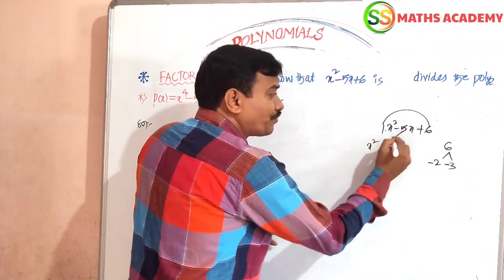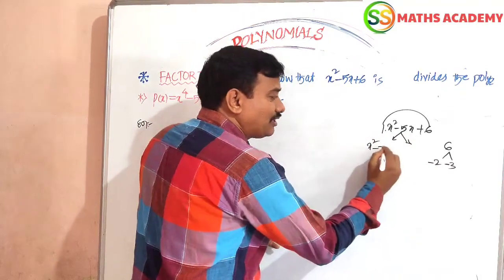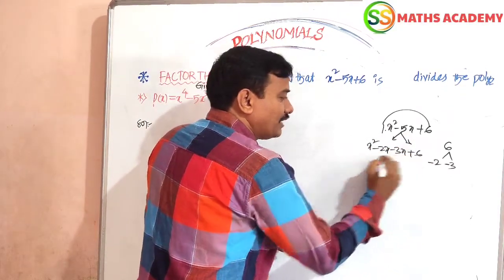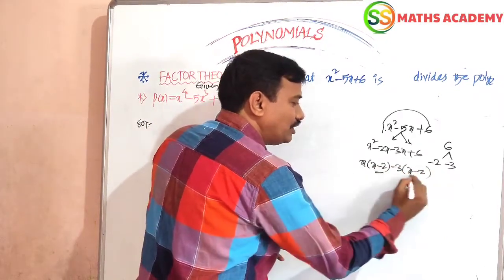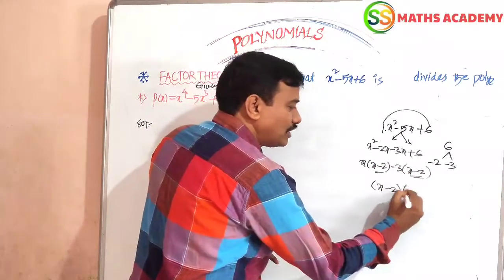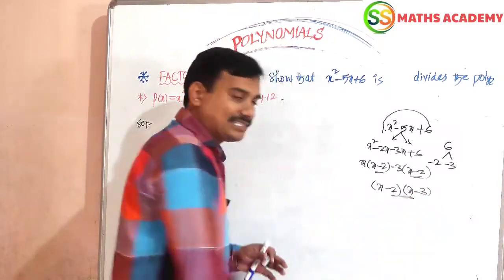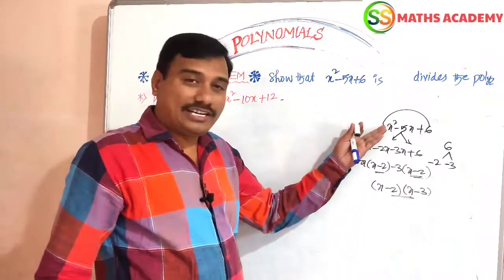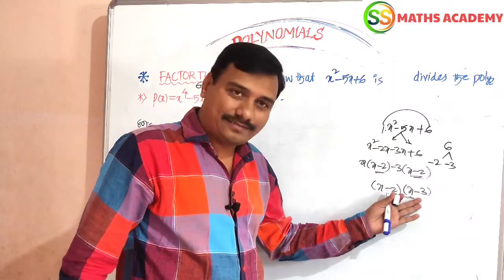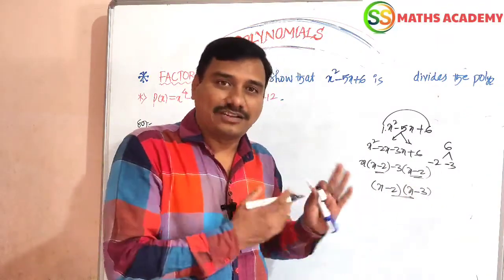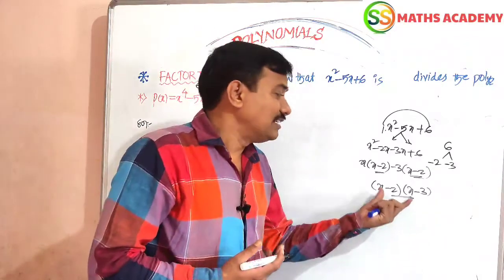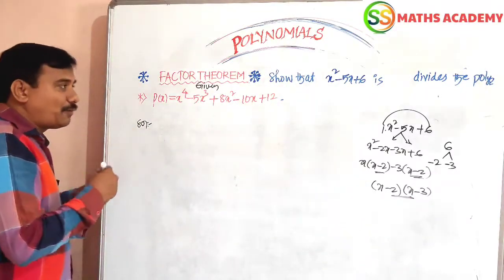Then we have to split the minus 5x into two terms. Then take the common factor. Now these two terms are the same. x minus 2 and x minus 3 are the factors. Yes, this quadratic polynomial has two factors, x minus 2 and x minus 3. Now let us come to the point.